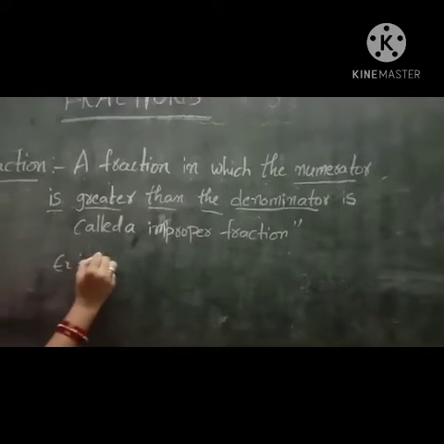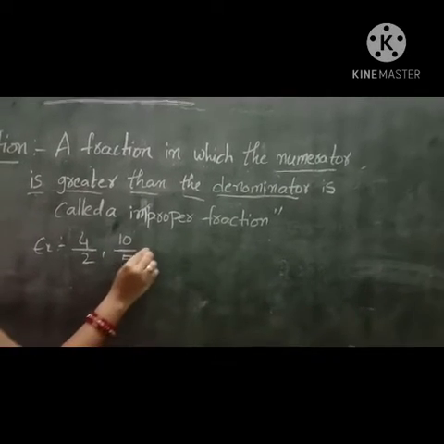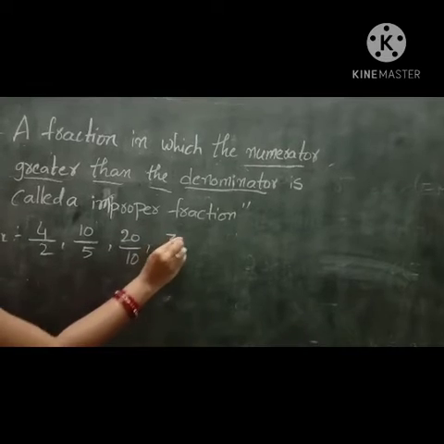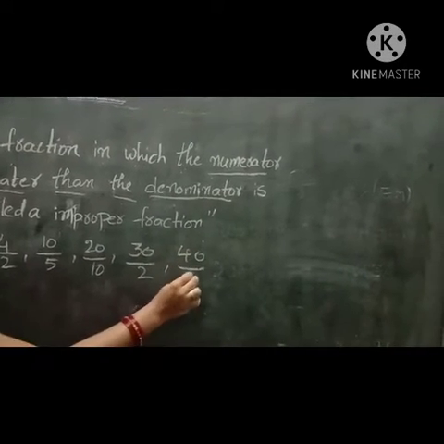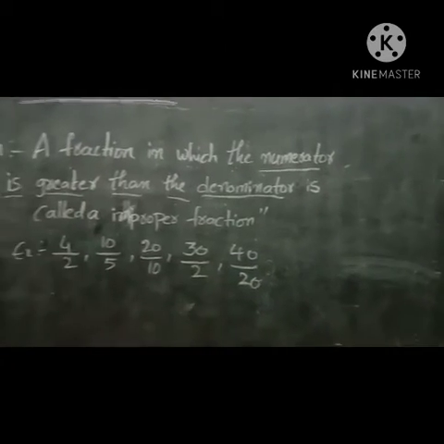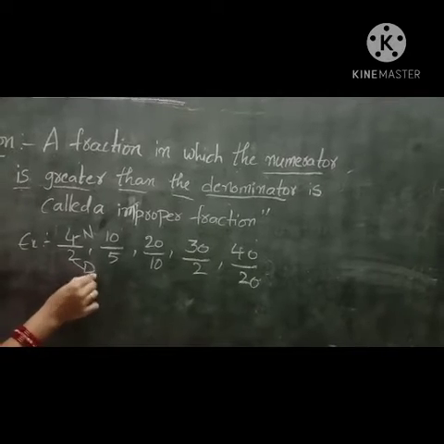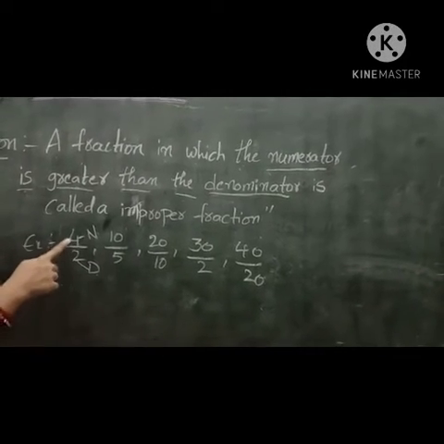See here, children, 4 by 2, 10 by 5, 20 by 10, 30 by 2, 40 by 20. See here, the numerator is the greater number and the denominator is the smaller number. Here 4 by 2 is an improper fraction.